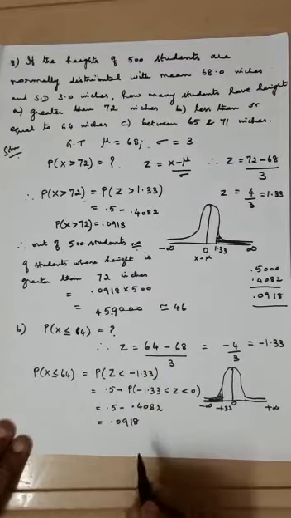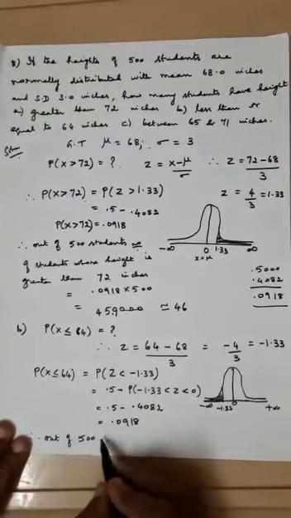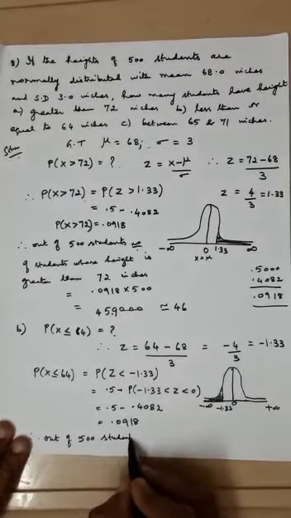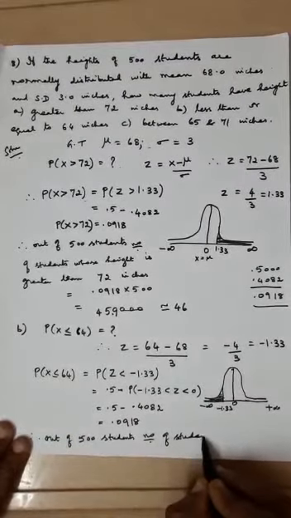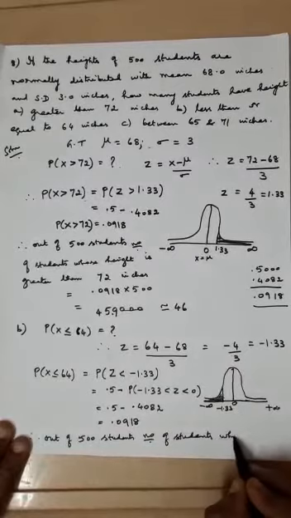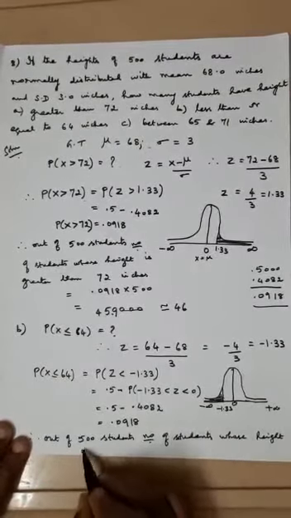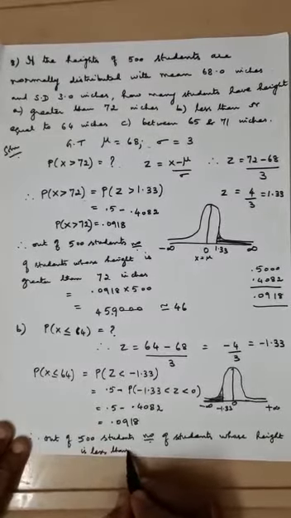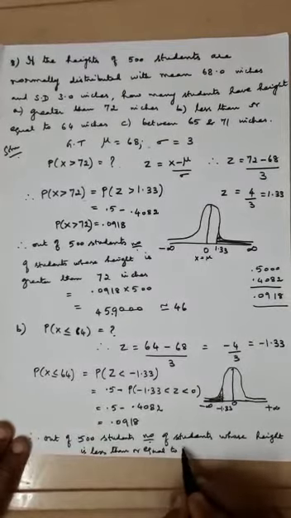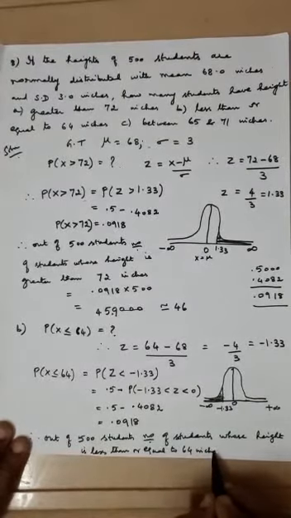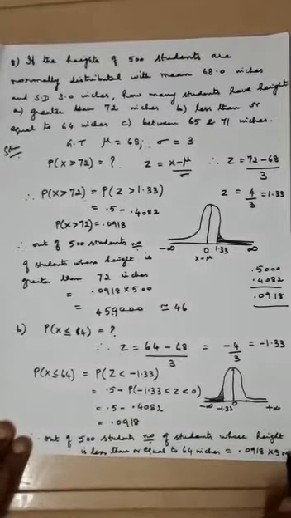Now this is for one student. Now let us calculate for 500 students. Therefore, out of 500 students, the number of students whose height is less than or equal to 64 inches is equal to 0.0918 into 500. Is it okay?